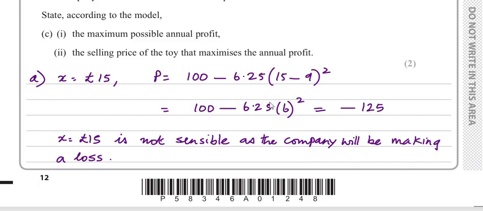This £125 loss is for the number of toys sold by the company overall. Each toy is selling at £15, and it ends up as a total loss of 125 for the company. Therefore, it's not a sensible price.